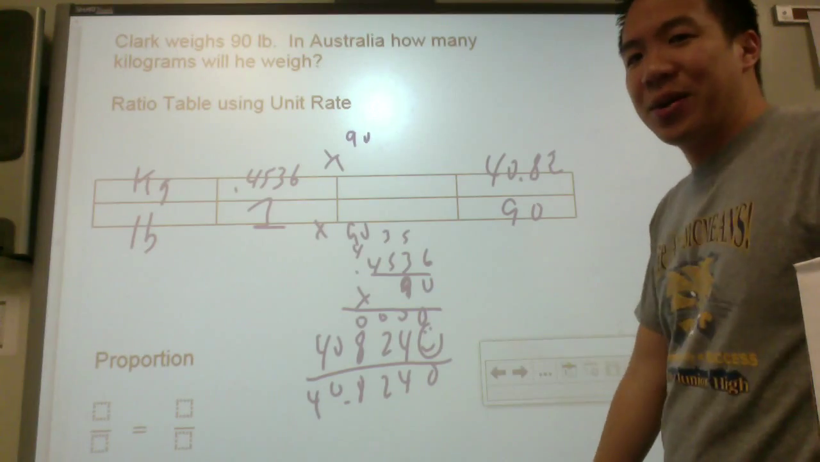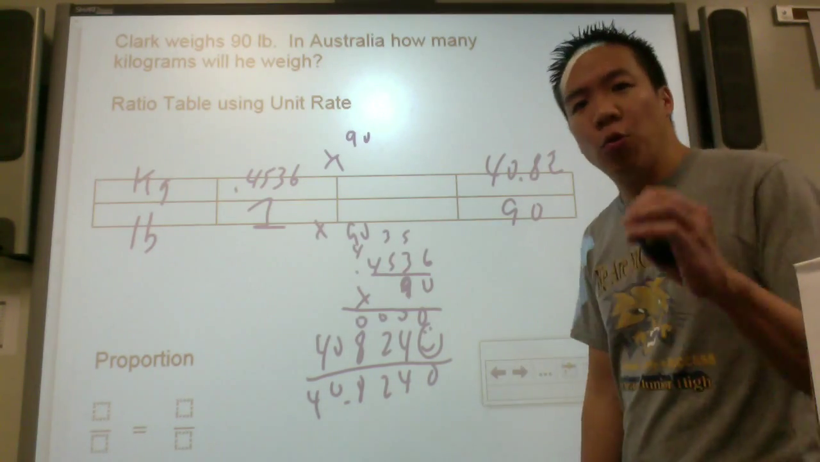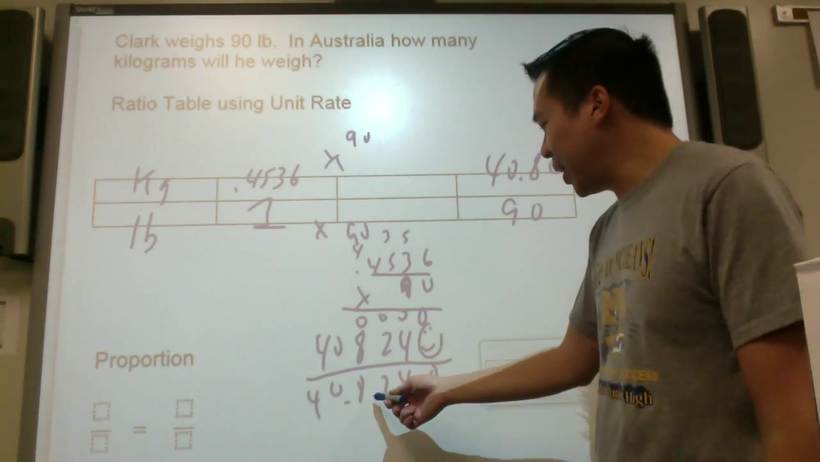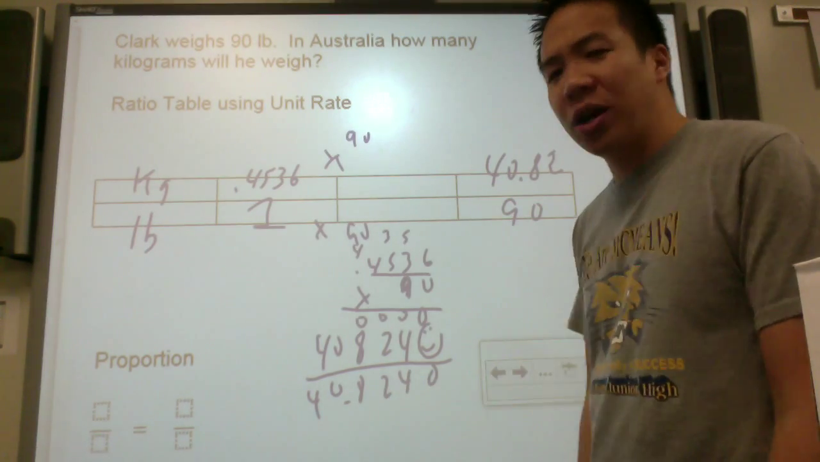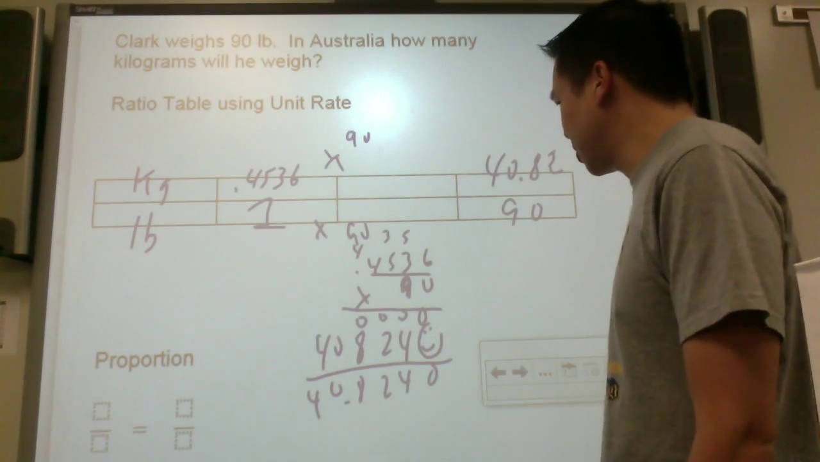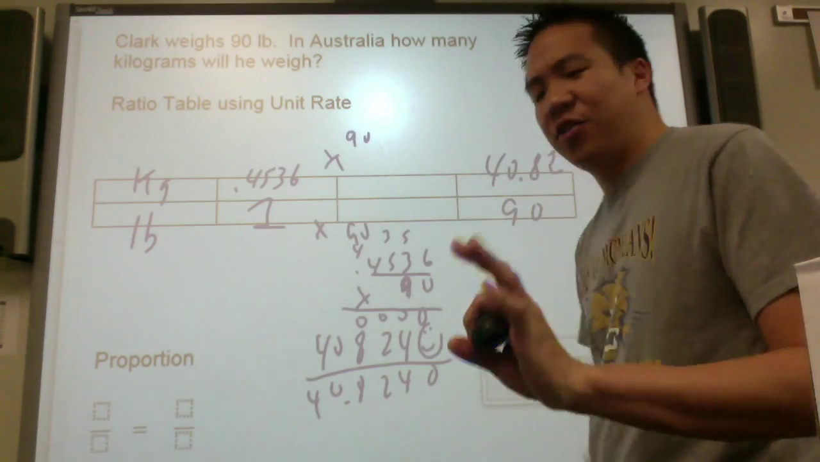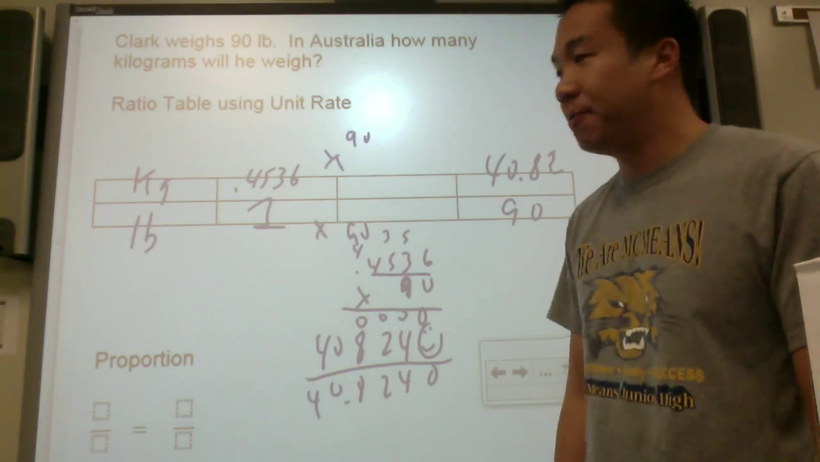But in America, he weighs about 90. So a kilogram is a little less than half. So the decimal point really does matter. Because if I put it right here, then in Australia, he'd weigh 408 kilograms. That's almost like 500 pounds here. Oh, actually double it. So it's about 700, 800 pounds here in America.